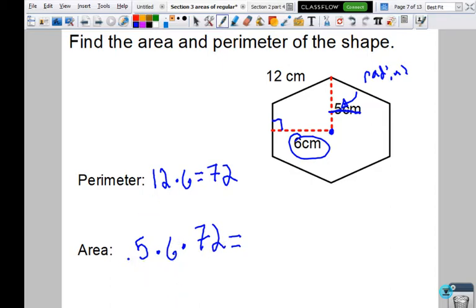So remember, it's 0.5 times your apothem times your perimeter. Oh, I thought you were talking about the exit ticket. You already did perimeter.